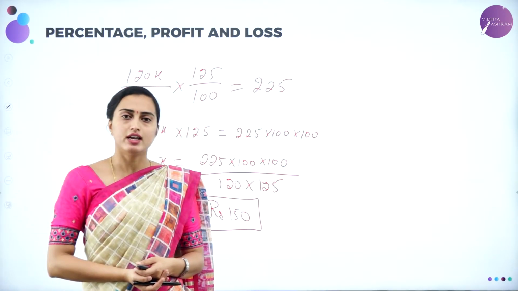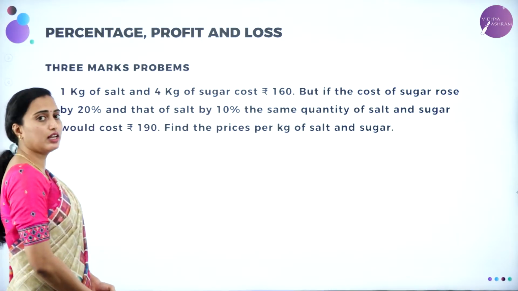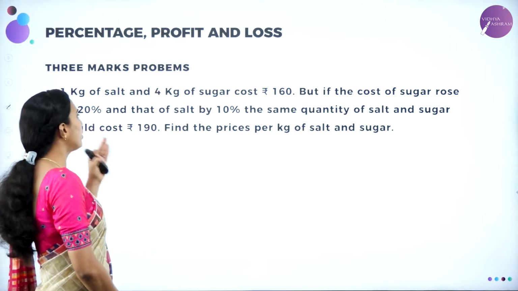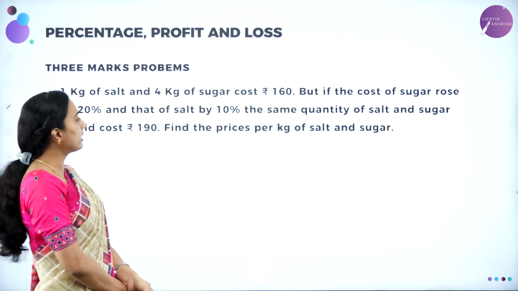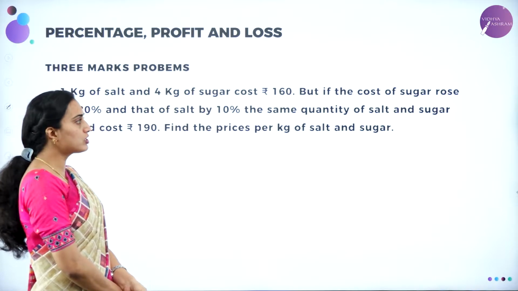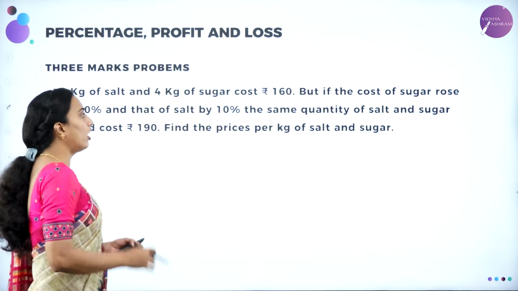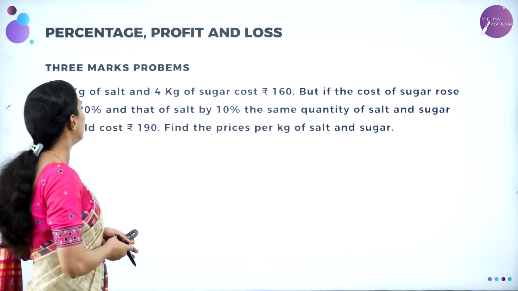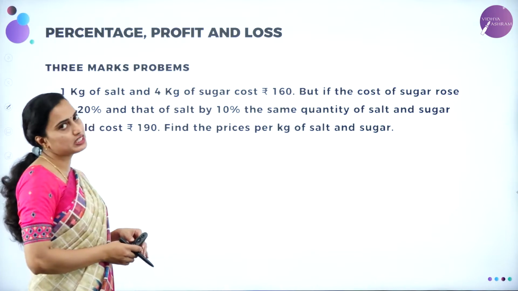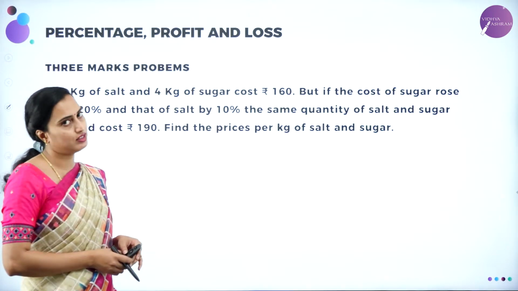We'll move on to the next problem, dears. 1 kg of salt and 4 kg of sugar cost rupees 160. But if the cost of sugar rose by 20% and that of salt by 10%, the same quantity of salt and sugar would cost rupees 190. Find the prices per kg of salt and sugar.